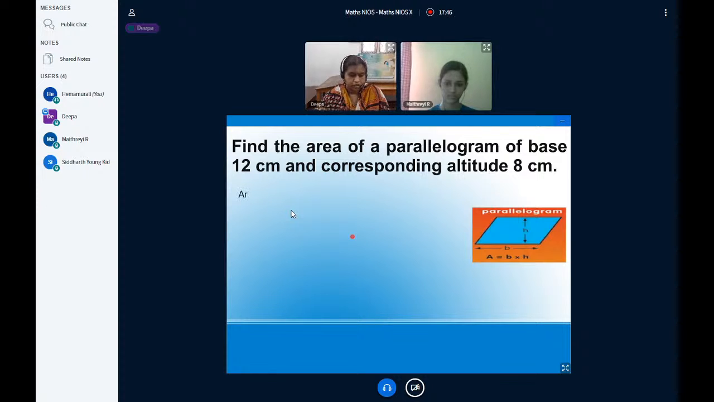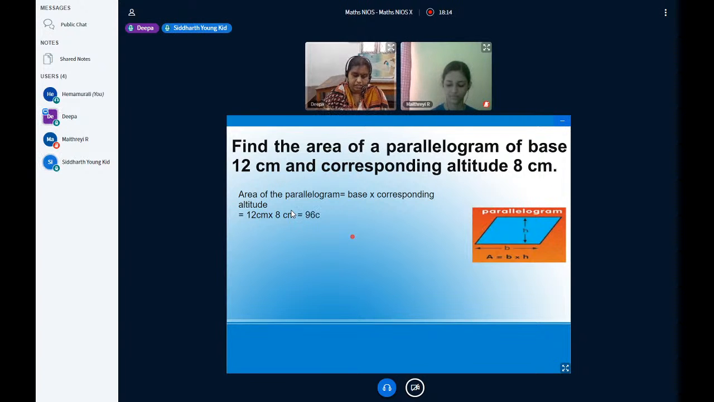Area of the parallelogram is equal to base into corresponding altitude, that is height. What is the base? 12 centimeter into corresponding altitude, which is 8 centimeter. When you multiply it, 12 8s are 96 centimeters square. Clear? That is how to find the area of the parallelogram.